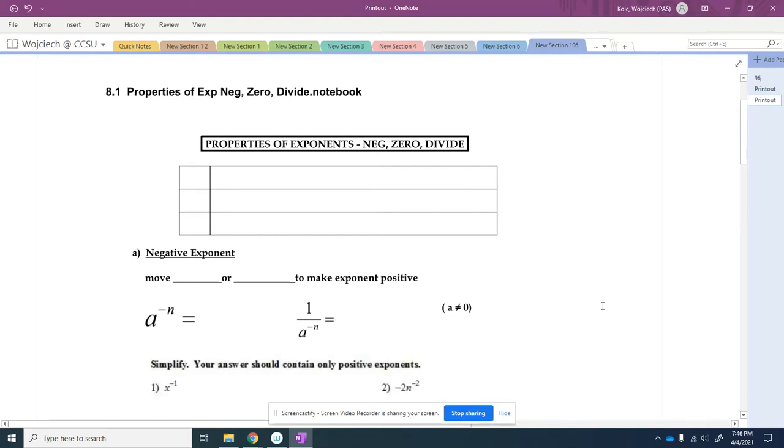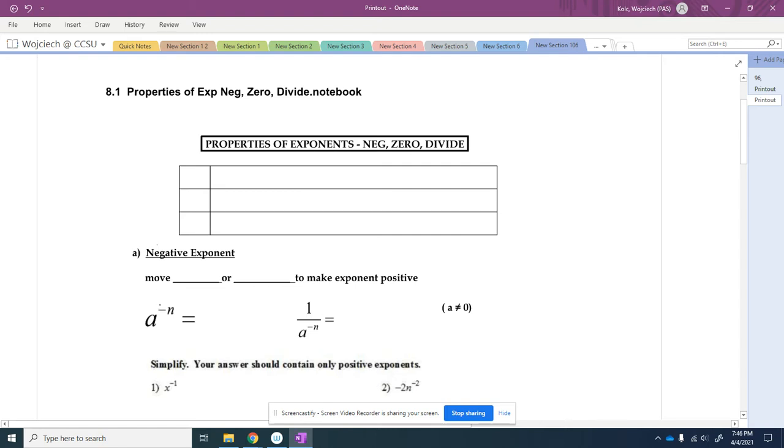Hello, welcome to section 8.2, and this is our second video. My learning targets are missing, but today we will talk about negative exponents. We'll also divide, and we'll also talk about zero exponent. So, negative exponent, move.